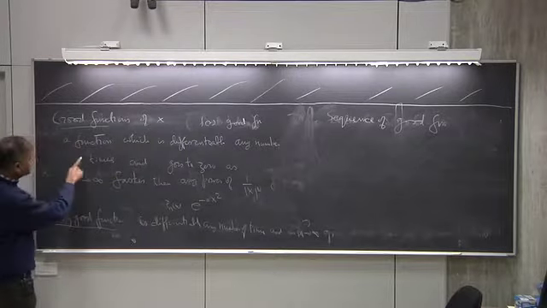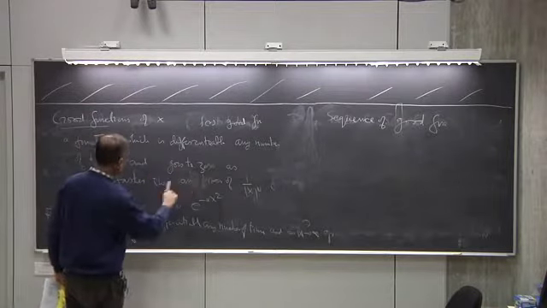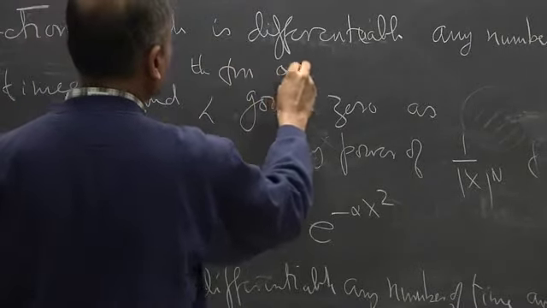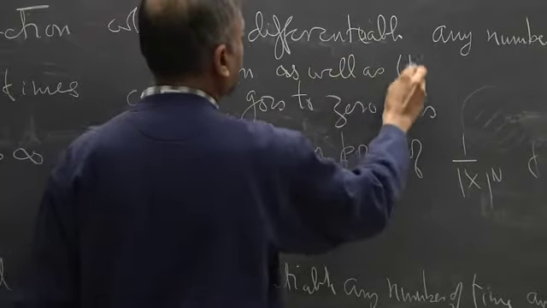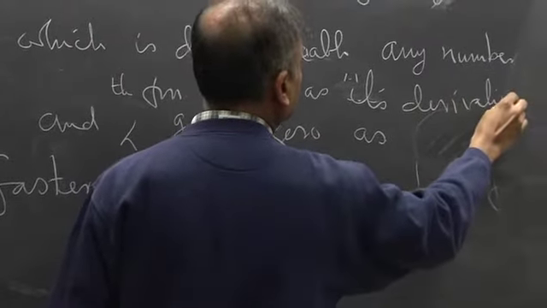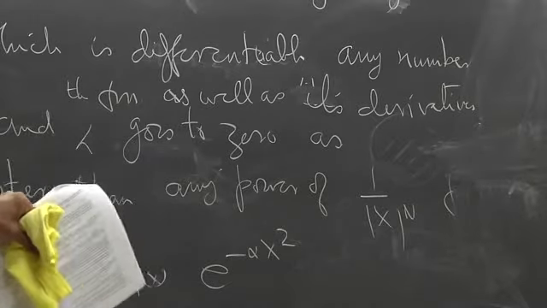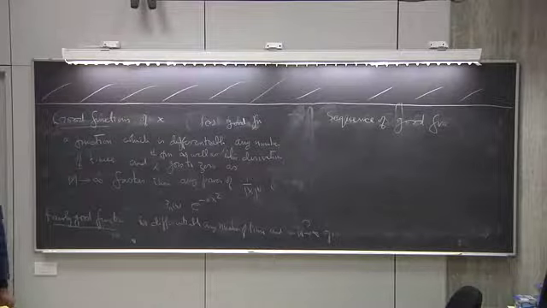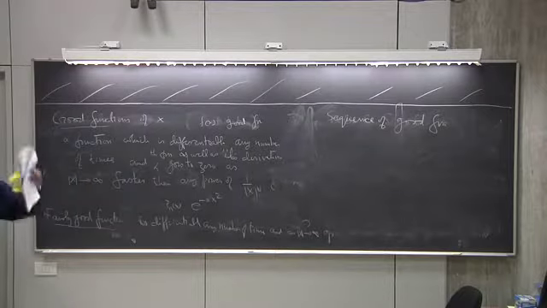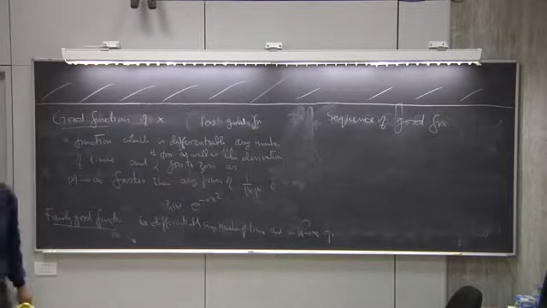Sorry, one more thing I should have added here. The function is differentiable any number of times, and the function as well as its derivatives go to 0 faster than any power of x, which is true for the Gaussian, because dn of e to the minus x square by dxn was an nth degree polynomial times e to the minus x square again. So the derivatives also go faster than any power, going to 0 exponentially actually. So this is indeed satisfied.